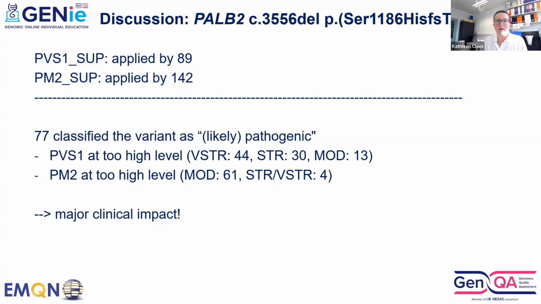So the PVS1 supporting was applied correctly by 89 participants, and the PM2 at supporting was applied by 142 participants. And the 77 who classified the variant as pathogenic or likely pathogenic, it is mainly due, as you can expect, to applying PVS1 at too high a level. So there were several people who applied it at a very strong or moderate level, and they combined that, often with PM2 at too high a level.